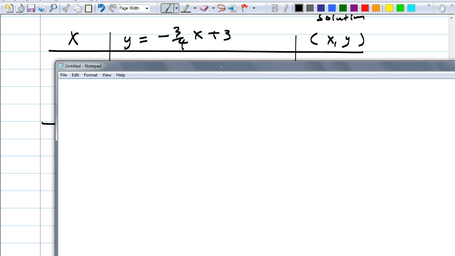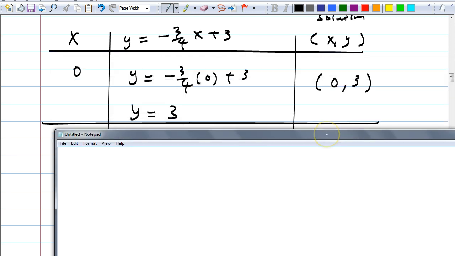I get y equals, class? 3. Is that a solution that I could use? 0, comma 3? Why is it a solution that we could use here? Malia? They're whole numbers. 0 and 3. Aren't they both whole numbers? Yeah. So that's fine. What am I going to then plug in next?